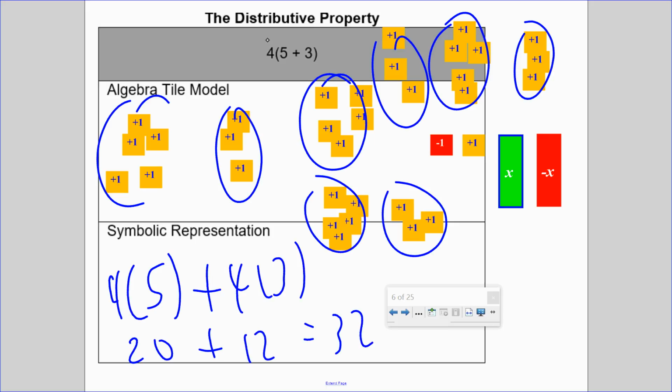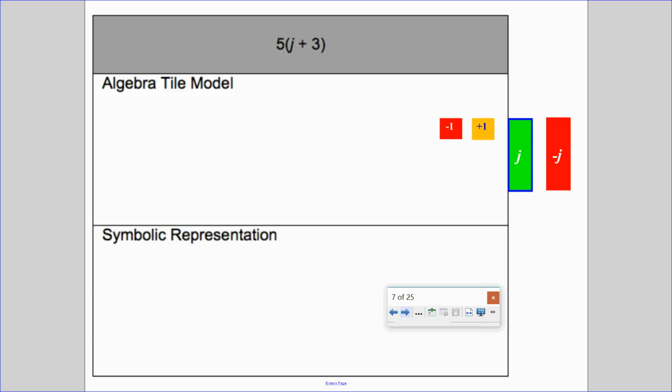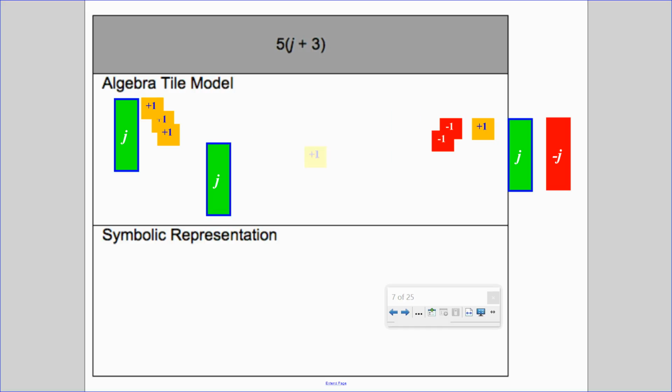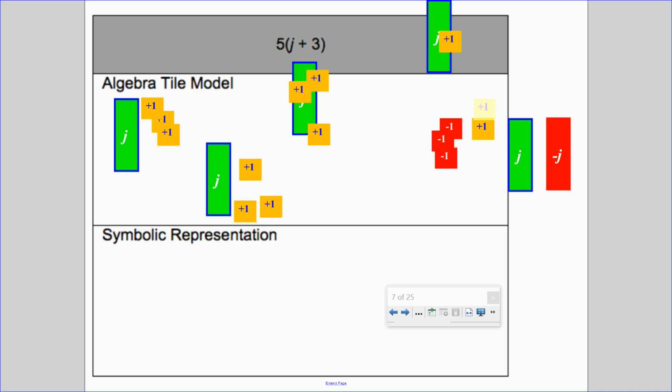Could I have done it this way mathematically? 4 times 5 plus 4 groups of 3. Oh, same answer right there. Next example, let's use algebra. It says 5 times the quantity of j plus 3. That's one quantity. Here's the second quantity. Here's another j plus 3. Here's another j plus 3. And here's a j plus 3.